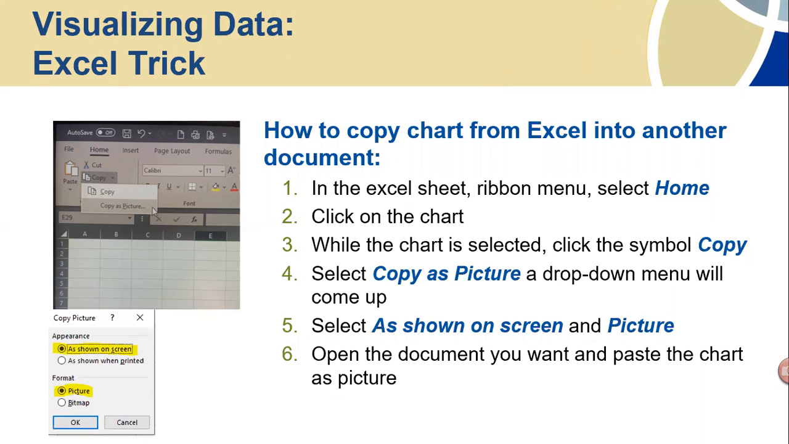Pretty much what you have to do is in the Excel sheet, you go to the ribbon menu, to the Home button, then you click on the chart to select it. And while the chart is selected, click the copy option and select copy as picture. Then a window will open with two options, which I highlighted in yellow. You want to select as shown on the screen and the format picture option. Then open the document you want to copy the chart to, for example a Word document, and paste it as a picture, and then you're done. That way you don't lose the pixels of the chart you're trying to copy from one document to another. Next slide, please.